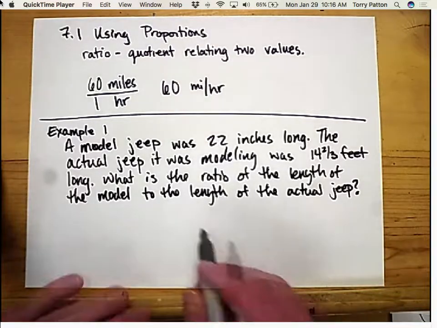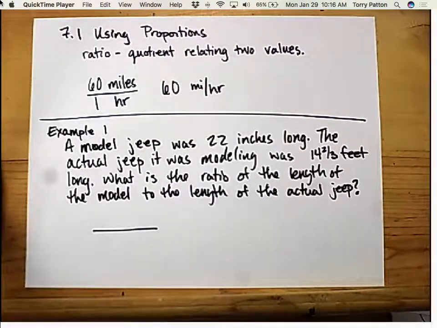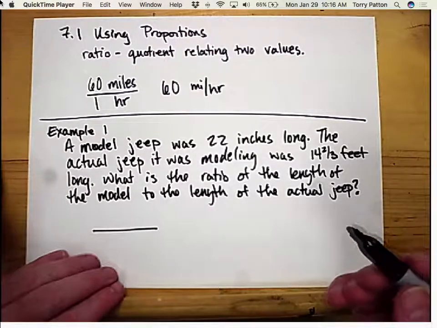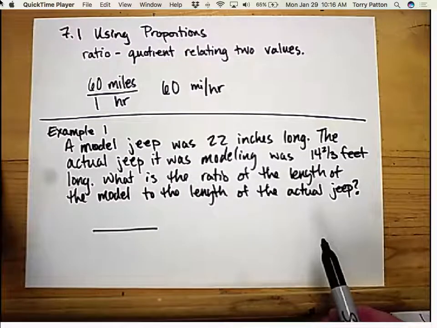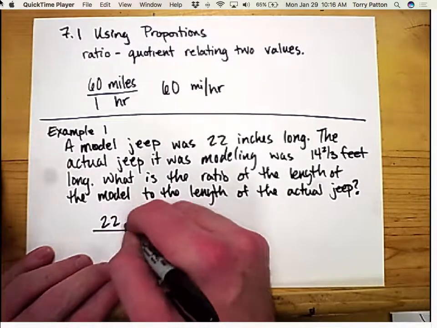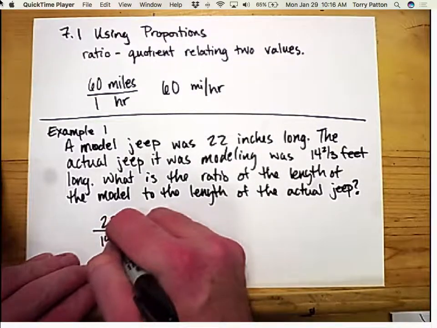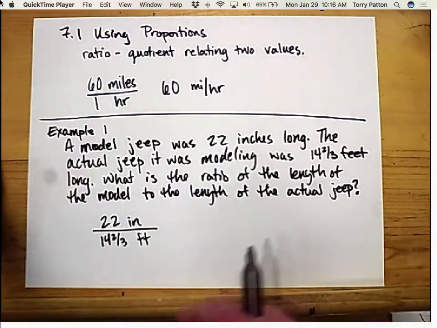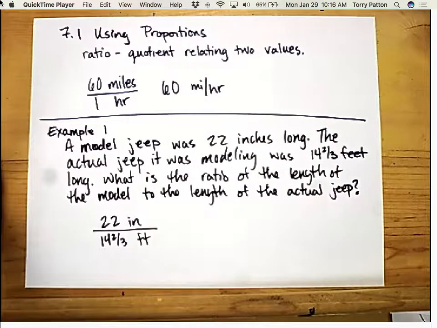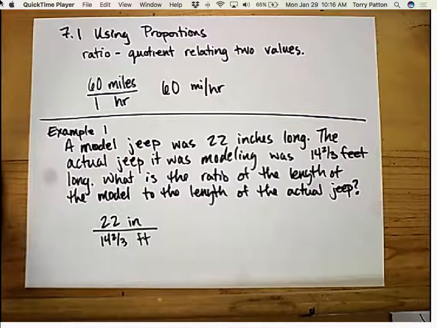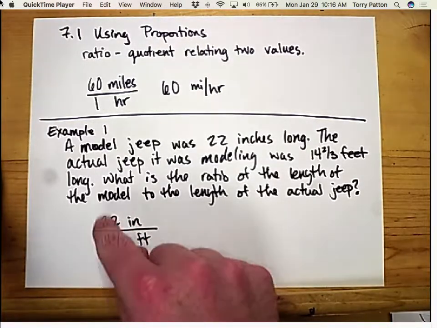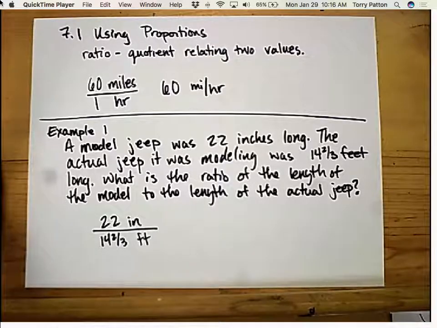Okay, so ratio means it's going to be division. What is the length of the model? The model of it. 22 inches over, what's the length of the Jeep? 14 2/3 feet. Now, if this were up here, all you would have to do is reduce the fraction. Okay? And when you have a fraction that has more than one fraction bar, that's called a compound fraction. And the first thing you need to do to reduce it is to get rid of that. So we'd multiply top and bottom by 3 to get rid of that fraction on the bottom.